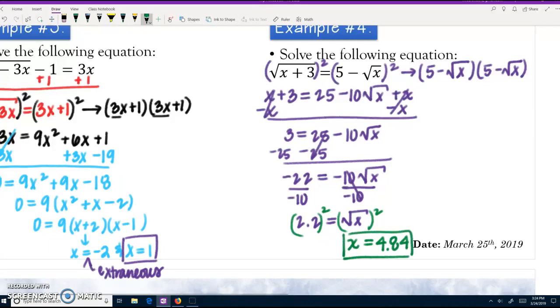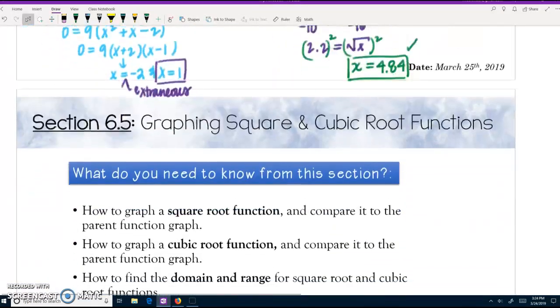Now just to be on the safe side, you always want to plug these back in and just make sure that it checks out. So on the right-hand side, when I plug in, I get 2.8. And on the left-hand side, when I plug in, I also get 2.8. So that solution checks out. So that's our section 6.6 content.